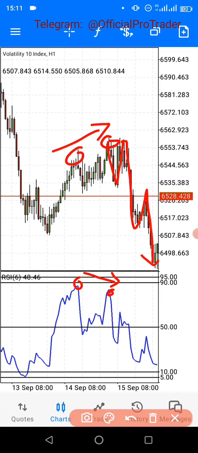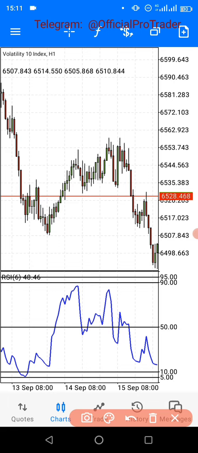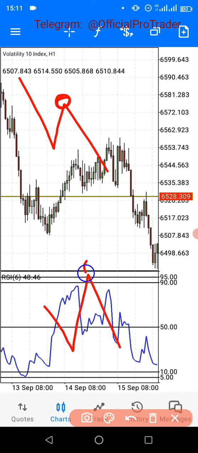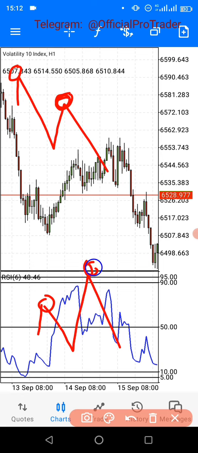Now the next thing I want to show you is hidden divergences. Hidden divergences, like I told you, are for continuation patterns. So a bearish hidden divergence is a situation whereby the market creates a lower high, watch this, a lower high level. Then the indicator on the other hand creates a higher high level, not a higher low. So price makes a high, then a lower high, right? Indicator on the other side makes a high, then a higher high.